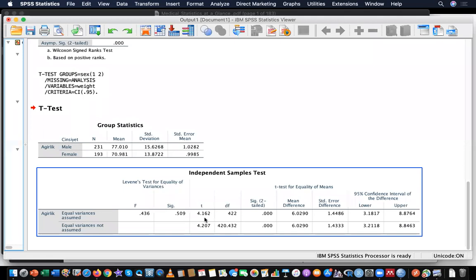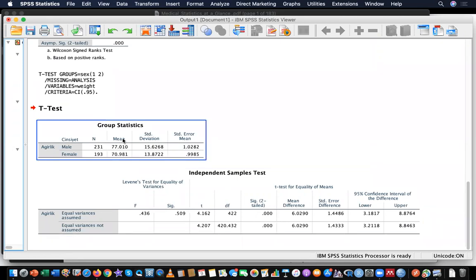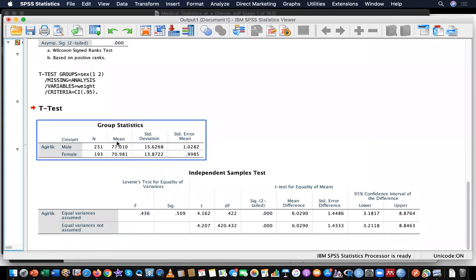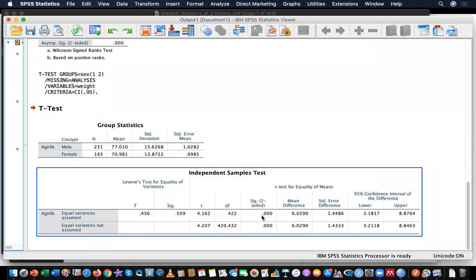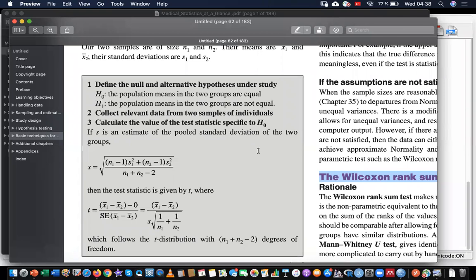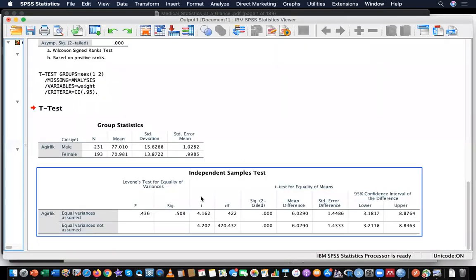So the computer has calculated for us the t-value as 4, and from the t-value, it has done the integral analysis and calculated a p-value for the difference between the means. What can we conclude? Is there a significant difference between 77 and 70 kilograms between males and females? Yes, because the p-value is small. It is less than 0.05. If you have a small p-value, the difference is significant.